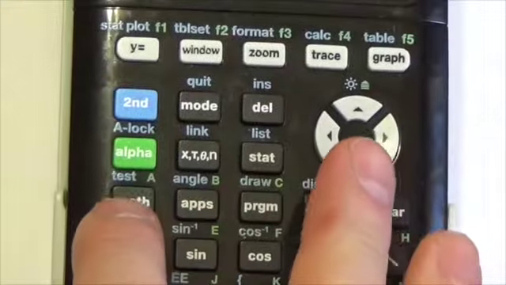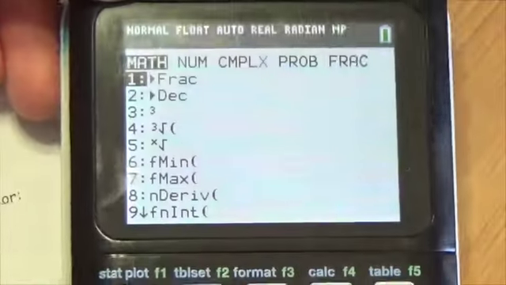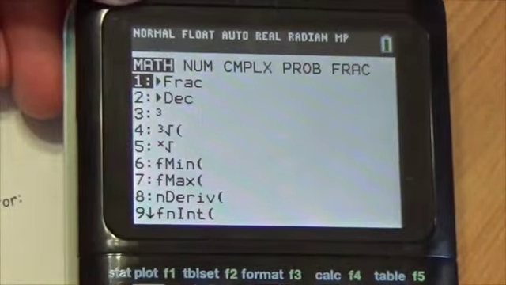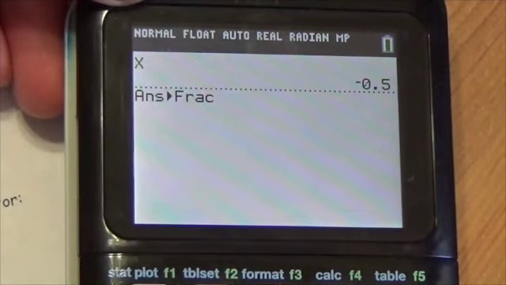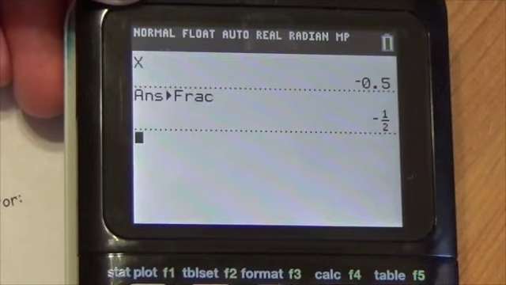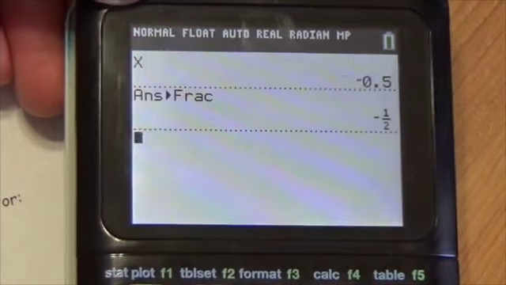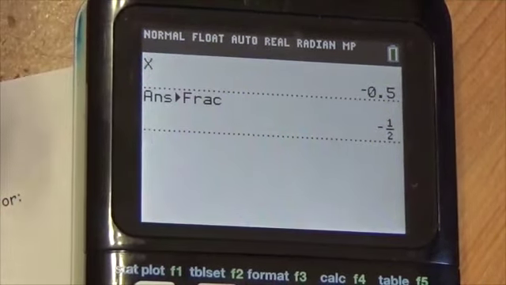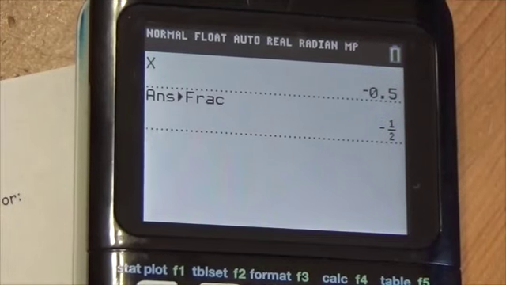And now, if I press my math button right there, one of the very first options I get is convert to fraction. I can choose that, and then it'll convert that answer to negative 1/2. That's exactly what I got. That's how I wrote it on the sheet there. So just a little bit of a review of some of the tools you've got on the calculator to help you answer these problems.